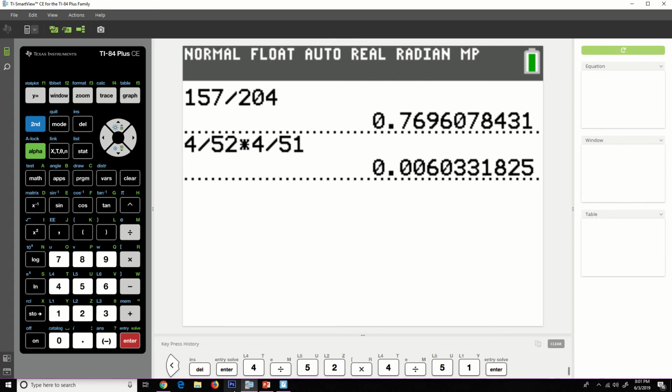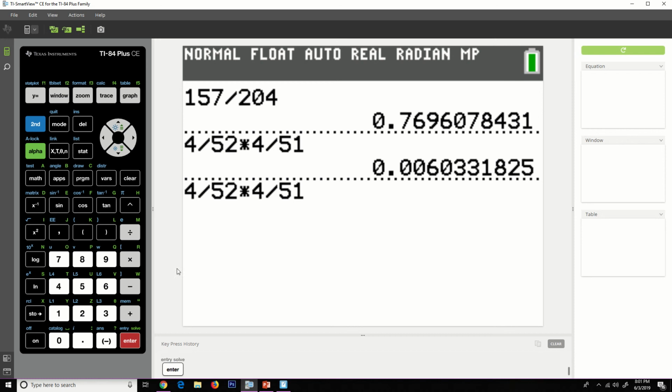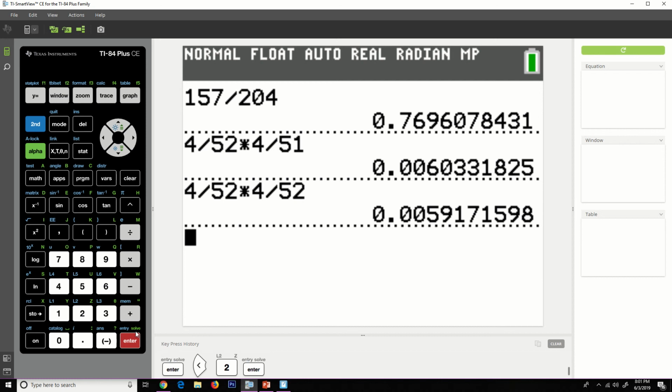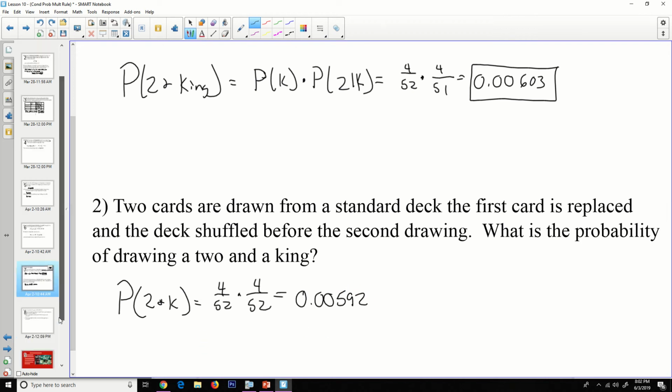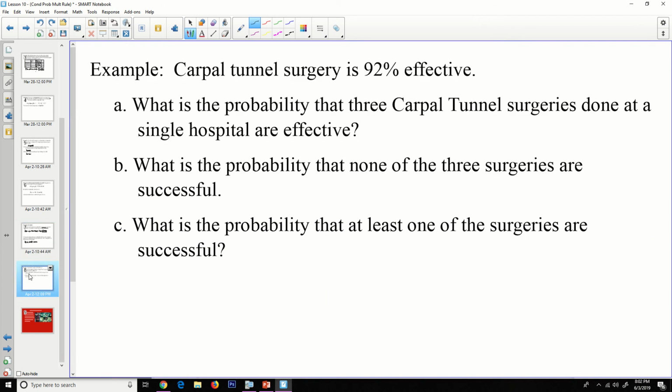And so let's go to the graphing calculator, and just to review some of those calculator things, I'm going to go second and entry and bring up what I had and just change that last one to a 52 so I don't have to change it. And this one's 0.00592. Slightly worse chance now that you've put the king back in.